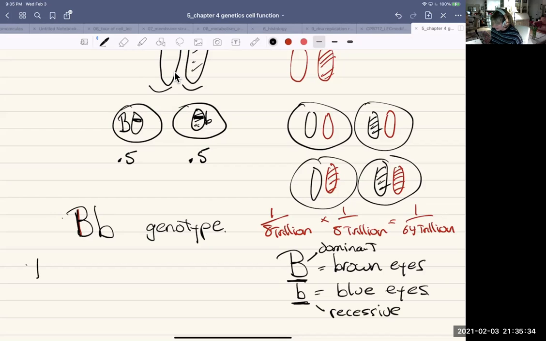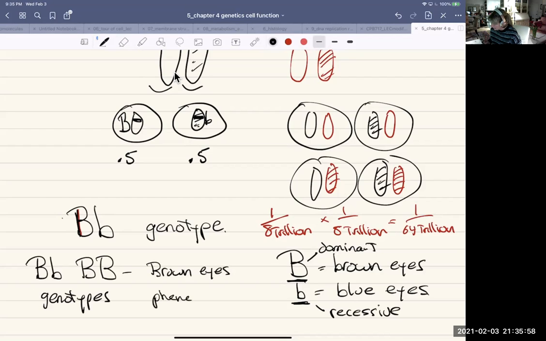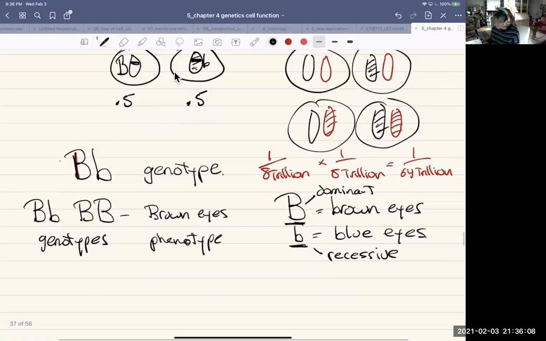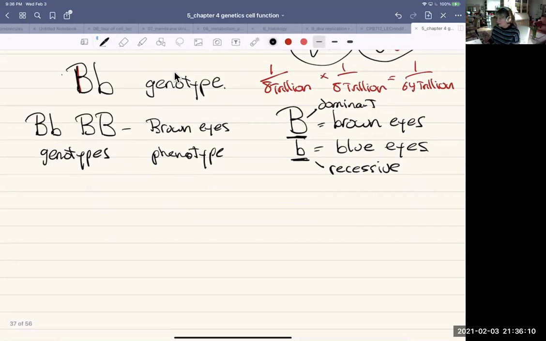So if you have the alleles, that one or that one, these are the genotypes. You'll have brown eyes. That is the phenotype. Phenotype is really just another word for the physical expression of the gene or allele. So those are genotypes and phenotypes.